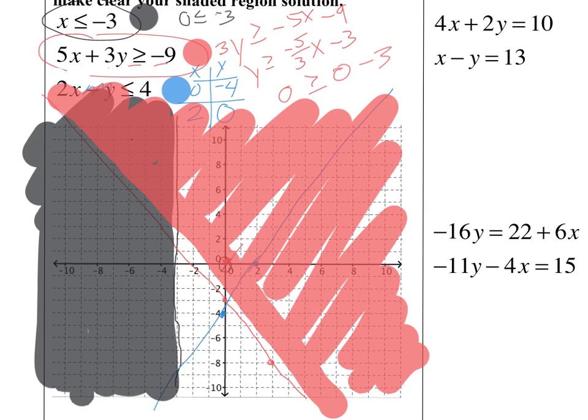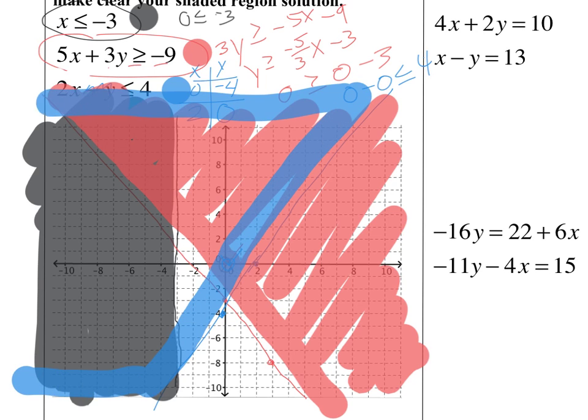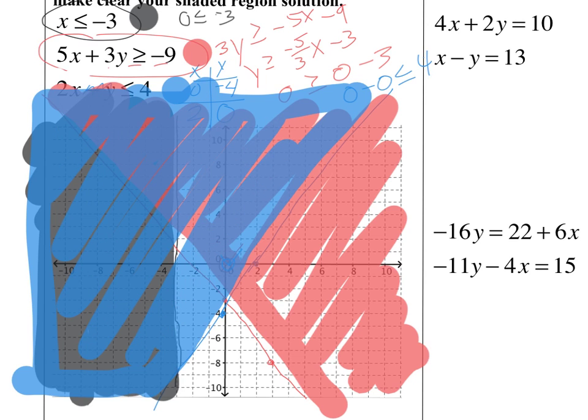All right, and then finally, I've got my last guy. I'm going to do the same procedure. Start with 0, 0. And we've got 0 minus 0 is less than or equal to 4. And that is also true. So I'm going to color in that side of my blue line. And you might recognize that the only place that has all three colors is this little triangle up top.